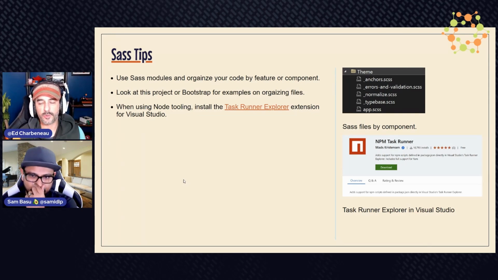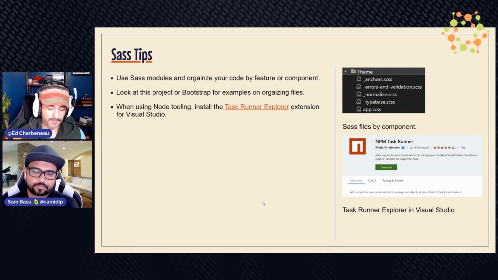And then there's some extra tooling available as well. If you are using the NPM version of this, Task Runner Explorer is a nice way to execute these Node scripts within Visual Studio without having to leave Visual Studio. This is something I often have installed, and instead of having to jump down to the command line and run something or mess with the build file, you could just pull up a GUI inside of Visual Studio and click on a command to execute that build and build out your Sass.